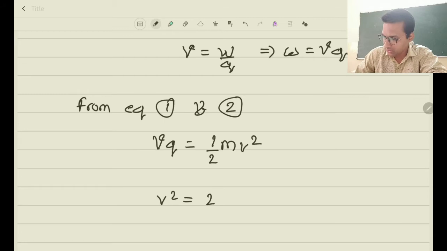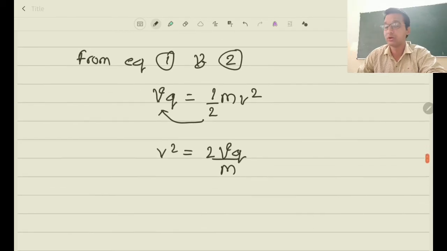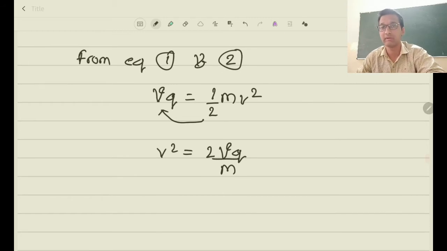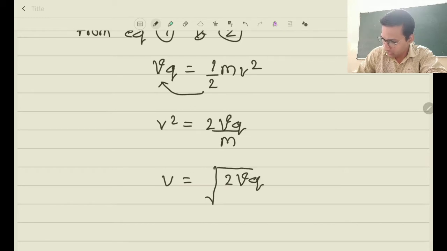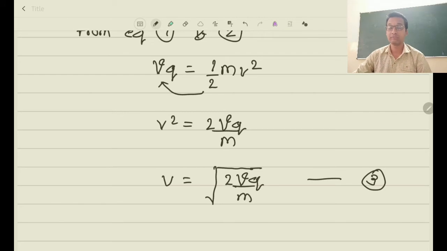We can take this 2 on the other side as well as this m on the LHS side, and we will get 2 into capital V into Q divided by m. This capital V is for the potential difference. So we can write v is equal to square root of 2VQ by m. Let us call it equation number 3. So we have got one more equation for the velocity.